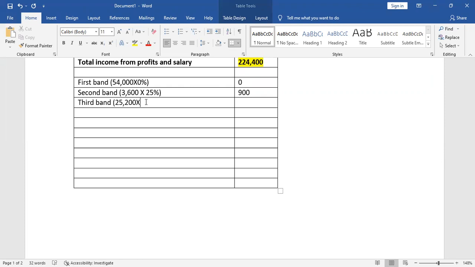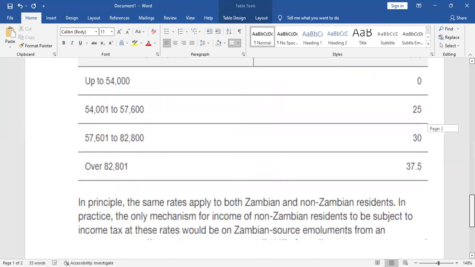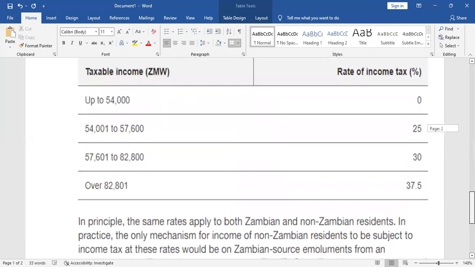What is the tax rate? The tax rate is 30%. So we are hammering a 30% from there. $7,560. And then we have the last tax band, which is over 82,800.